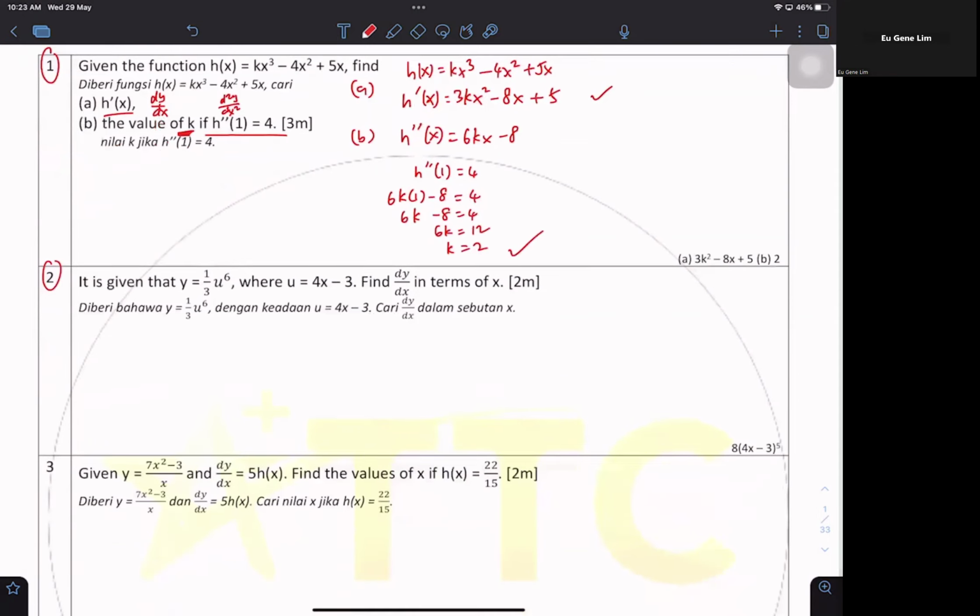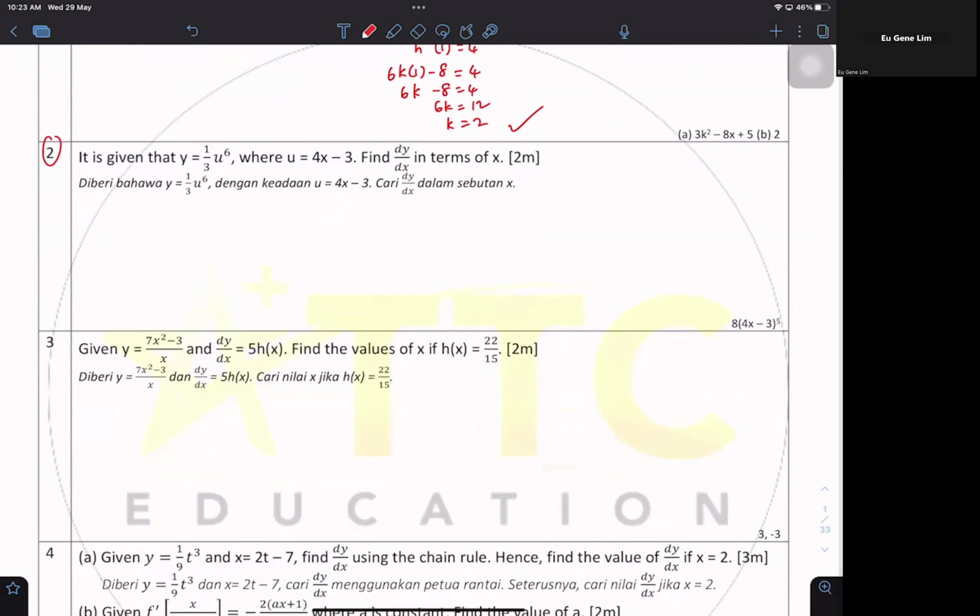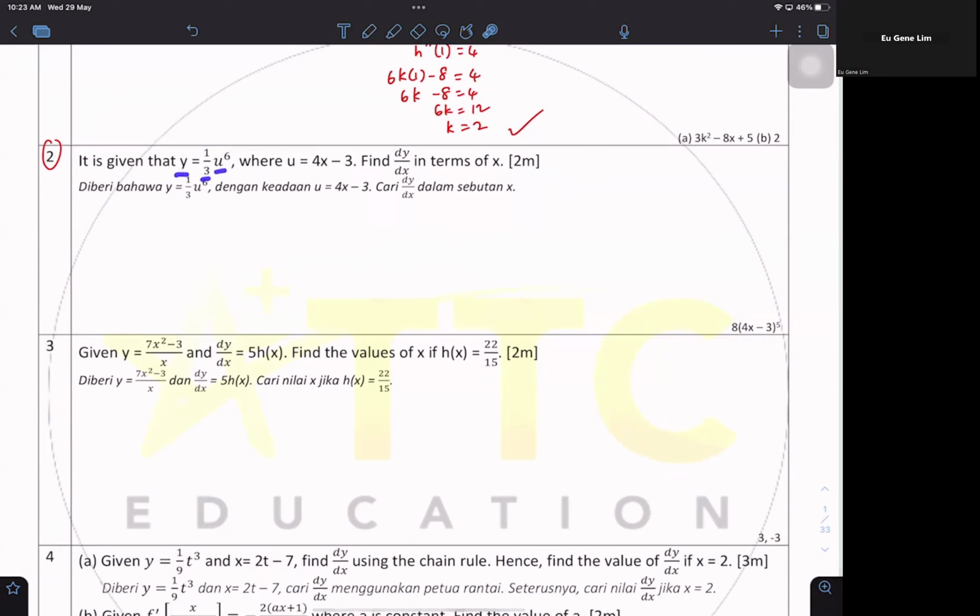Okay, continue. Question number 2. Just now question number 1 is just normal, very basic differentiation. Let's look at number 2. Given y equals this, u equals this. Do you notice something? You can actually substitute, right? You can sub the u. So what you can do is take this and sub inside the u.